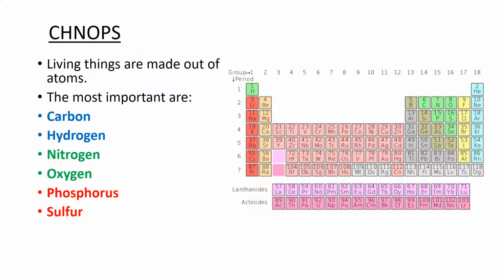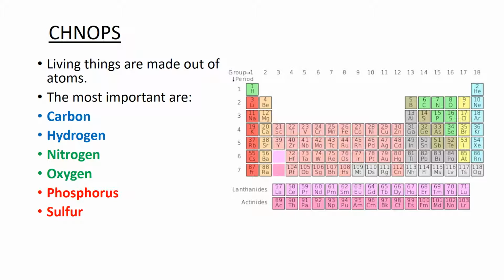Living things are made out of atoms, and the 6 most important atoms that you need to know in a biology class are carbon and hydrogen, nitrogen and oxygen, phosphorus and sulfur. And the color coding here has no significance other than that. I want you to remember them in pairs. It'll help you remember them. Carbon and hydrogen, nitrogen and oxygen, phosphorus and sulfur.